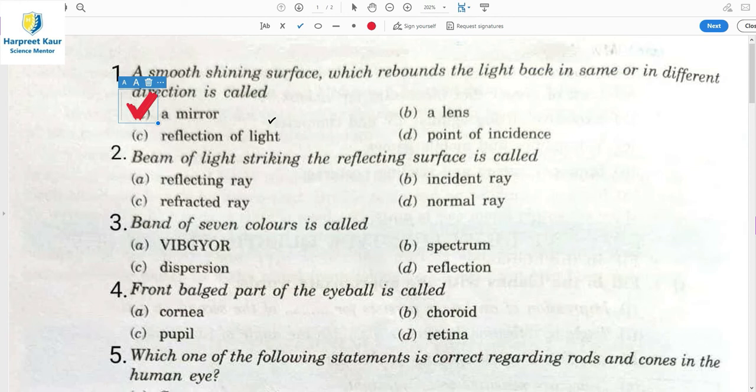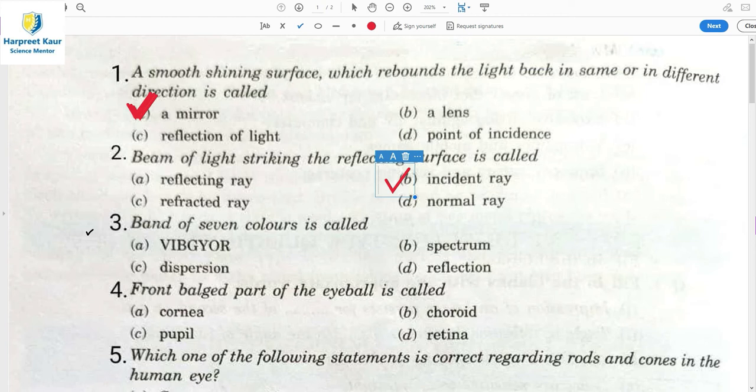So here option B is the right answer, because we know when the ray of light falls on the surface, then it is called incident ray, and when it bounces back in another direction, then it is called reflected ray. So option B is the right answer.